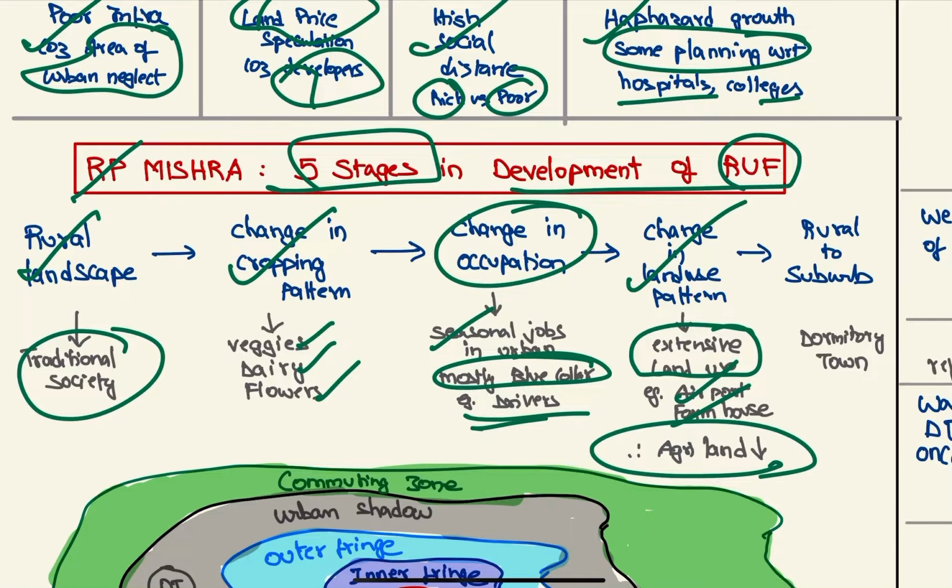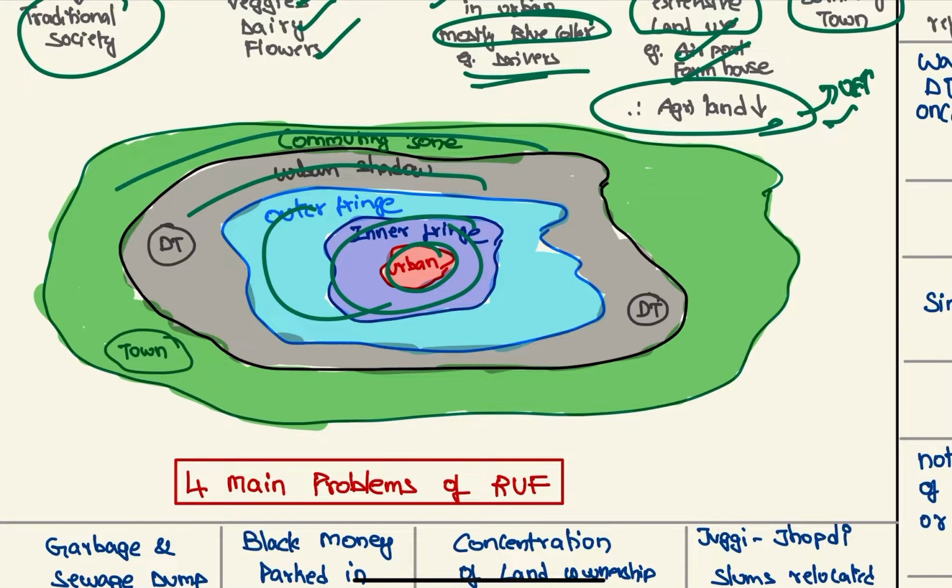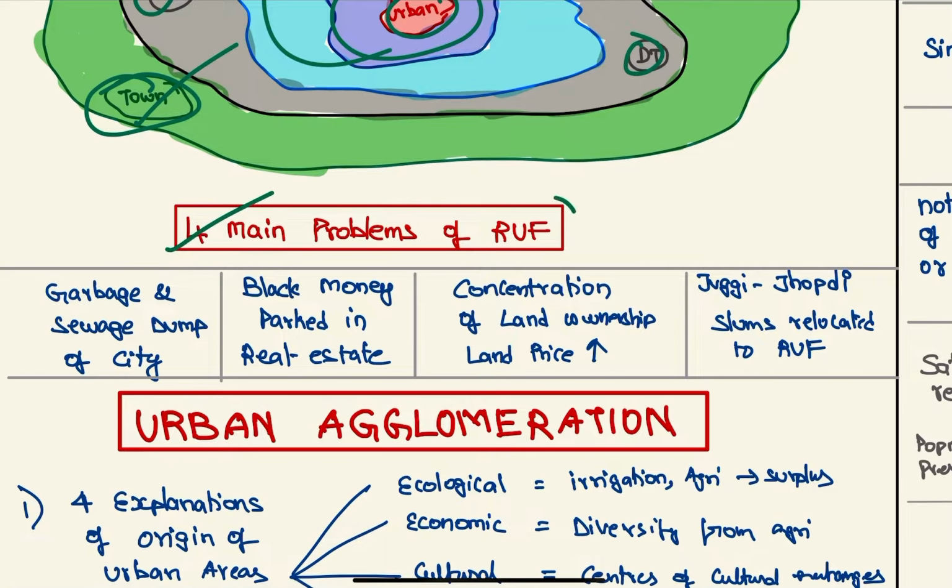Therefore, there will be a fall in agricultural land. Therefore, there will be more unemployment, more conflict, and more crime. Then the land will change from rural to suburbs, for example, a dormitory town. So we have the urban area here, inner fringe here, outer fringe here, urban shadow here, and commuting zone here. Some dormitory towns are here, and there is a commuting town here.